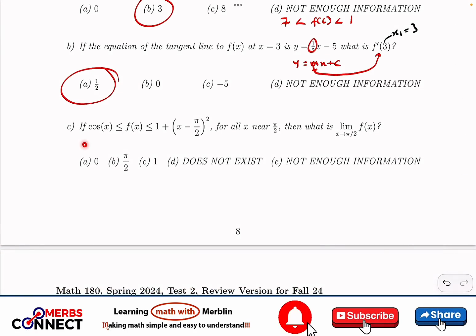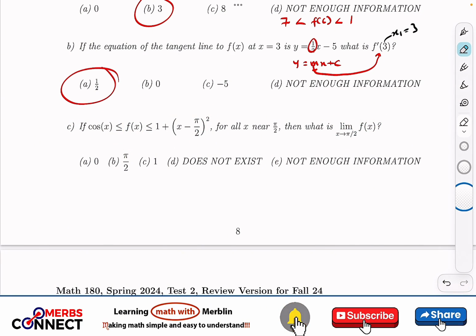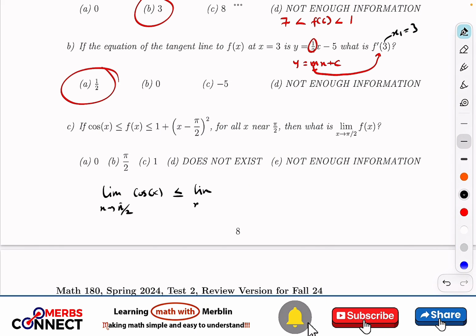Now let's look at this one. Find the limit as x approaches pi on 2. Using the squeeze theorem, since we have f of x here and f of x here, we just need to take the limit through this. Then we are done. So the limit as x approaches pi on 2 of cos of x is less than or equal to the limit as x approaches pi on 2 of f of x, which is less than or equal to the limit as x approaches pi on 2 of 1 plus (x minus pi on 2) squared.